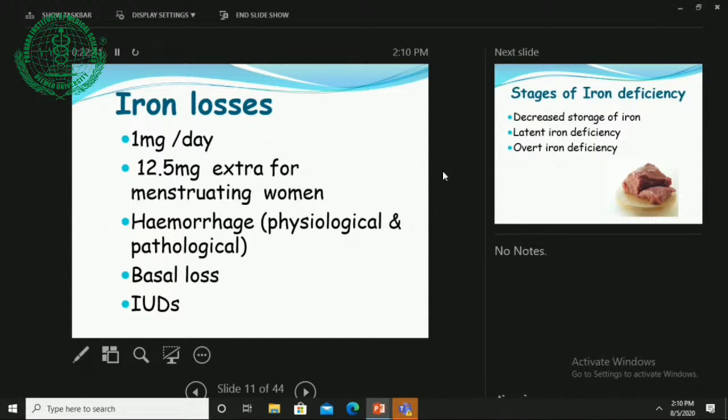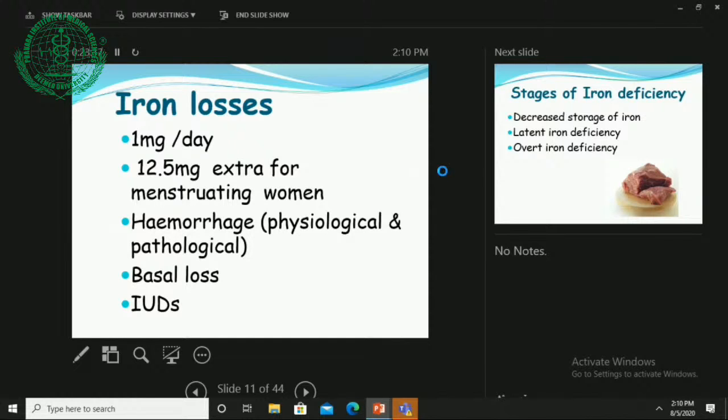Basal loss occurs through the sweat and through the urine. So a minimal amount is lost through the basal loss. And one more cause for iron loss is the intrauterine device. The intrauterine device gives rise to blood loss. And if the mother is anemic, advise her to insert the progesterone, the hormonal intrauterine device, which reduces blood loss by about 15%.